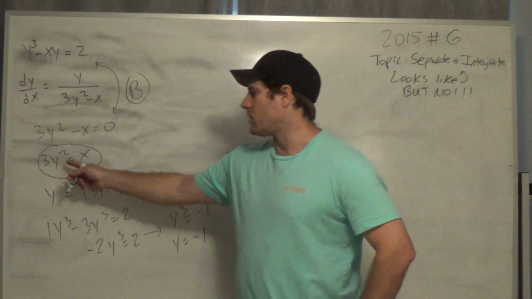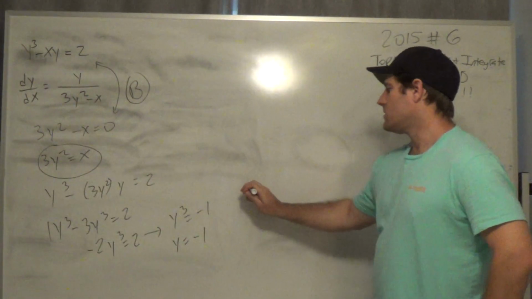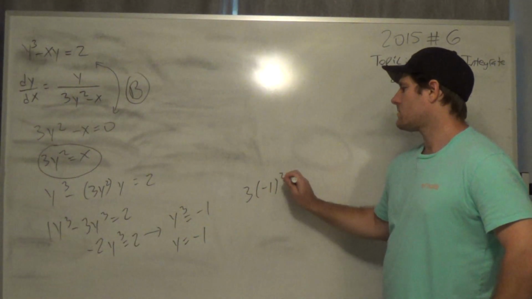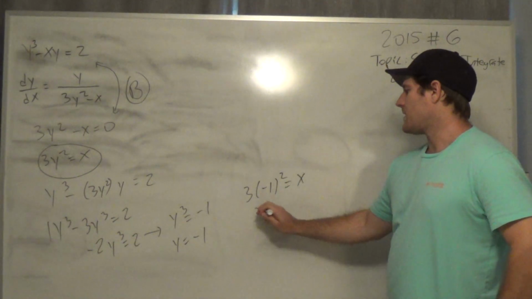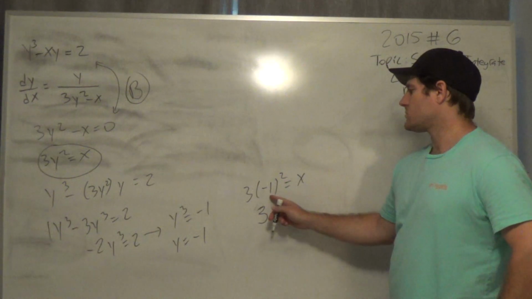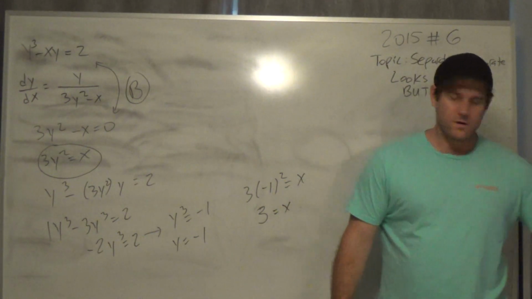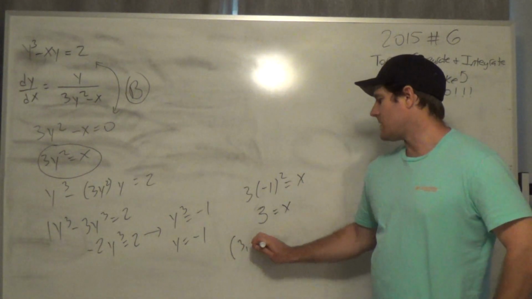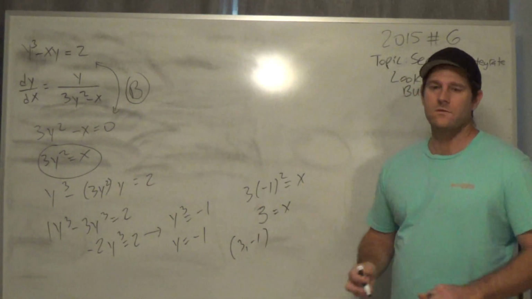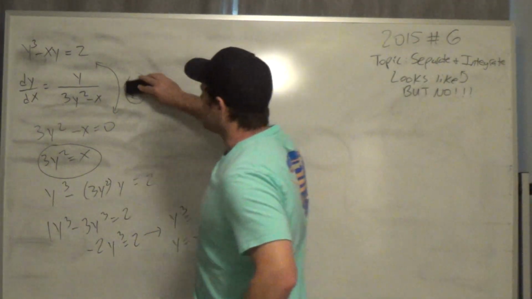We can plug the negative 1 here or here to solve for x. I'm just going to plug it into here. So if I plug it into here, I get negative 1 squared is 1 times 3 is 3, and I get x is 3. So I get the ordered pair 3 comma negative 1 as the ordered pair where the vertical line is tangent. That's part B. Let's go look at part C.